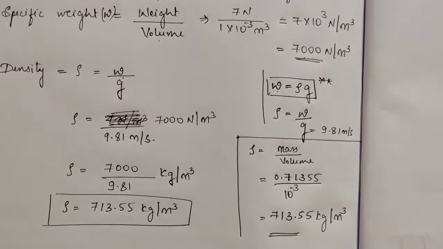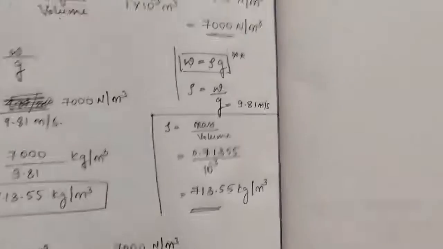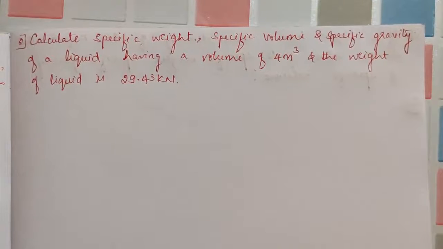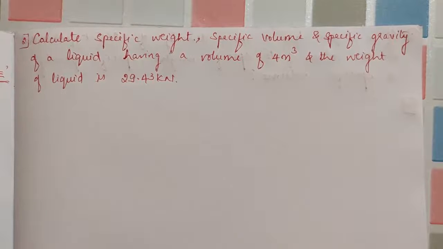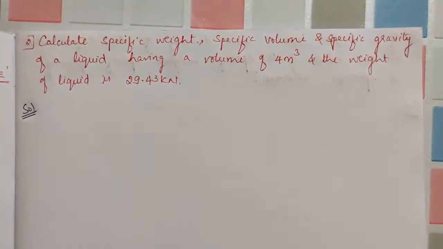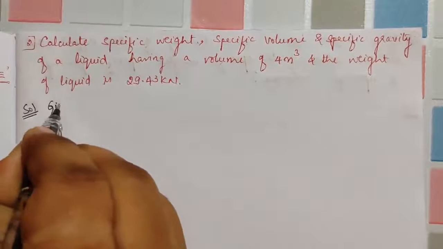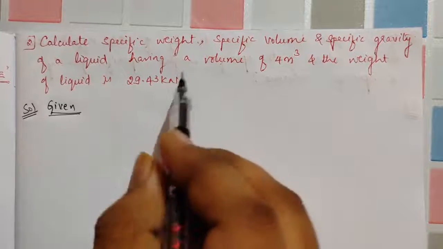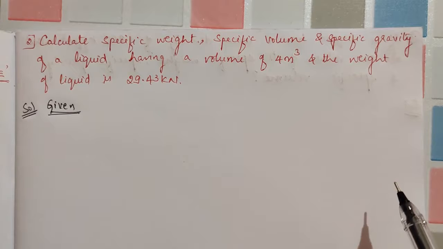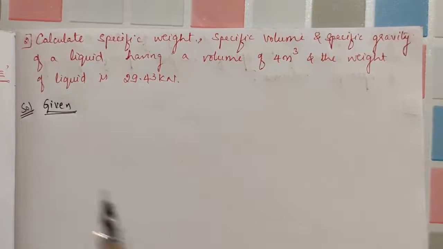So I'll go to the next problem. I hope you understood this problem. Next one, I have already written the question to save time. We'll go somewhat faster now. Calculate weight, volume and specific gravity of a liquid having a volume of 4 meter cube and weight of liquid 29.43 kilonewton.